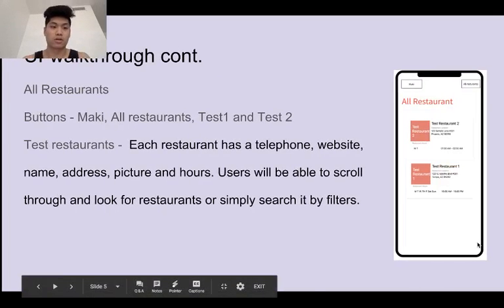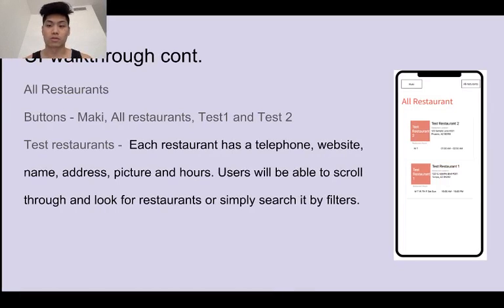So continuing on with our UI walkthrough, once the buttons All Restaurants or View Restaurant List have been clicked, you will be led to this page, which is the All Restaurant page. In here you can see we have Test Restaurant 1 and Test Restaurant 2. Eventually we'll have a whole list of restaurants and a search bar that allows you to automatically search up whatever restaurant you're looking for.